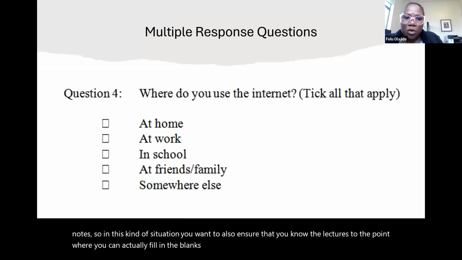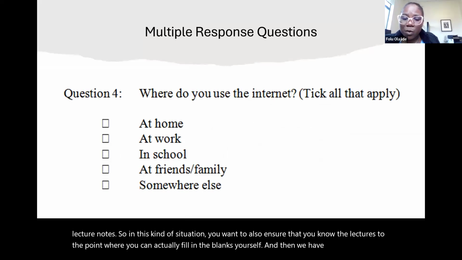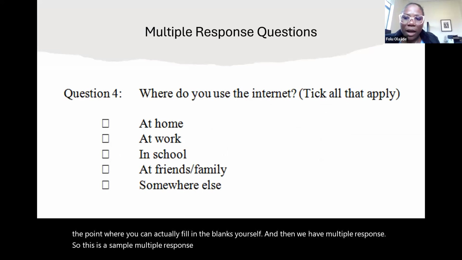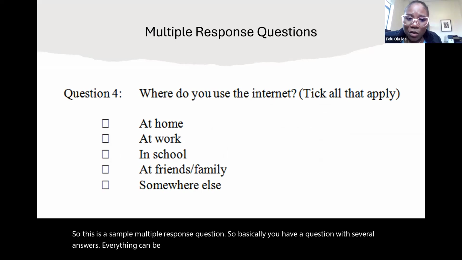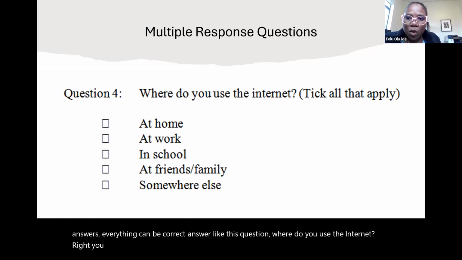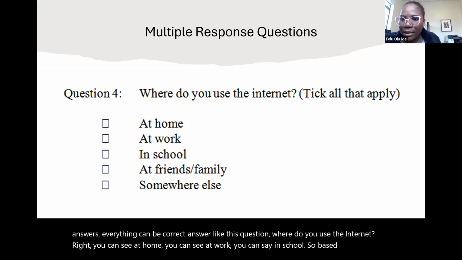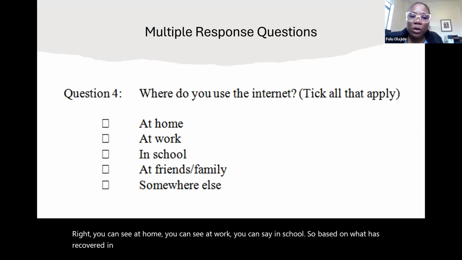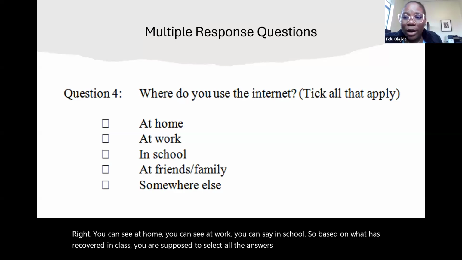And then we have multiple response. So this is a sample multiple response question. So basically you have a question with several answers. Everything can be correct answer. Like this question, where do you use the internet, right? You can say at home, you can say at work, you can say in school. So based on what has been covered in class, you are supposed to select all the answers that are correct, all the answers that apply to this question.